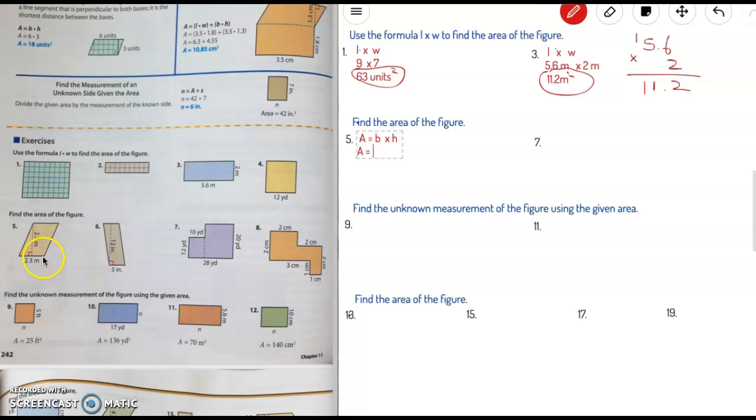So base here is 2.3, and the height is 2.7. Go ahead and multiply that. 7 times 3, very good. 2 times 7, 14, plus 2. Okay, 0 here, times 3, 6, 2 times 2, 4.